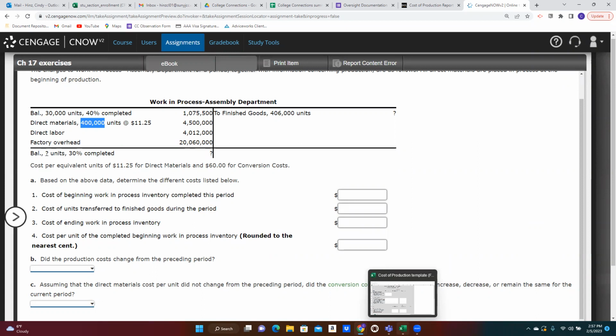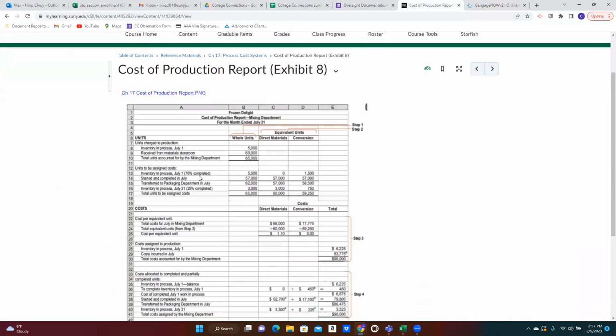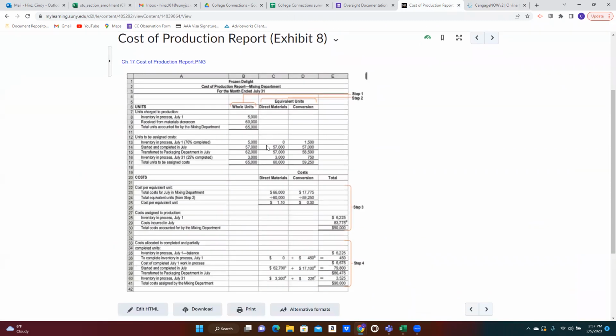The format follows that exhibit I showed you in Brightspace here. This is the snip from the book. And so the template that I provided uses this same format. You get comfortable with that format.